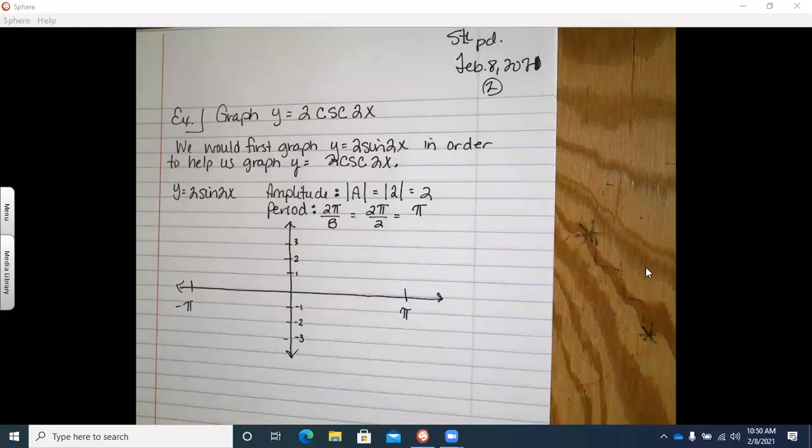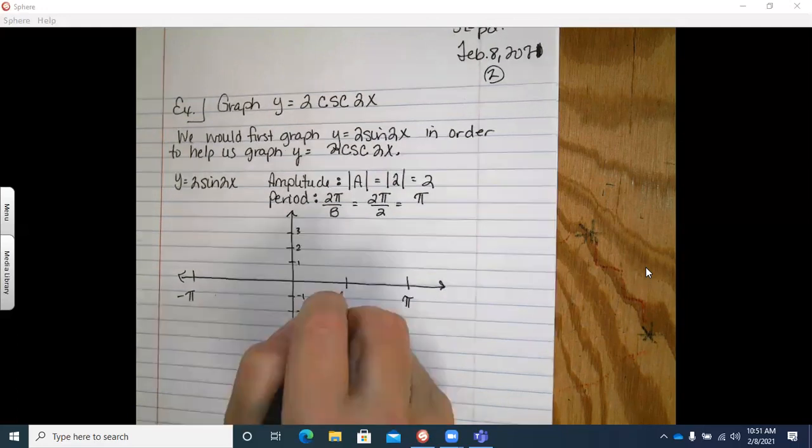So I always like to start by dividing in half. So half of pi is pi halves. A quarter of the way through would be pi fourths. 3/4 of the way through would be 3/4 pi. And then on to the other side, it's going to be exactly the same, but negative. So I have negative pi halves, negative pi fourths, and negative 3/4 pi.